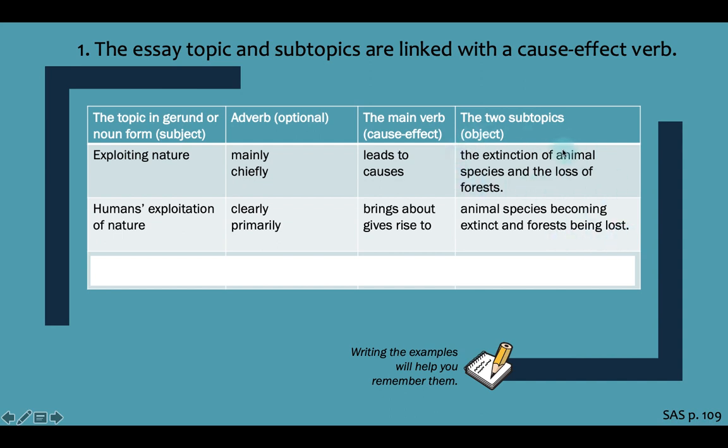So we could use a noun phrase form, or we could use a gerund phrase form. But notice that if I use a gerund for one, I also use a gerund for the other. I want the two subtopics to have the same grammar structure.